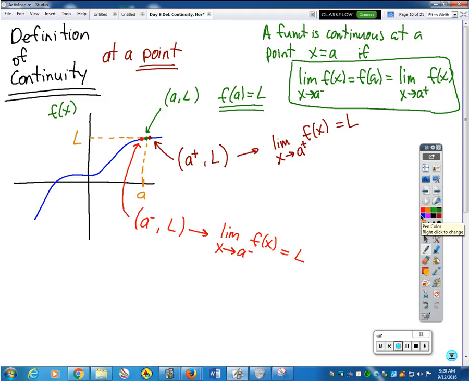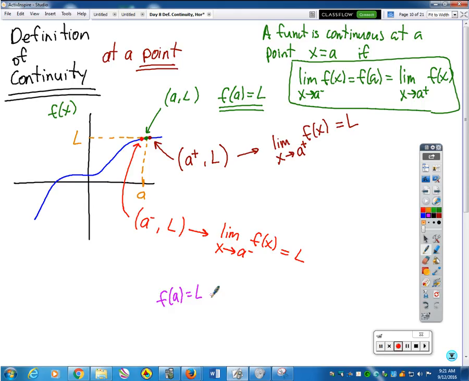They're asking, is the function continuous at x equal a? So what you have to do is say, okay, wait a minute. To be continuous at x equal a, there must be a value of the function at a. In this example, the value at a is L. So you know that f of a is equal to L. So that's the first thing that is required for the function to be continuous.